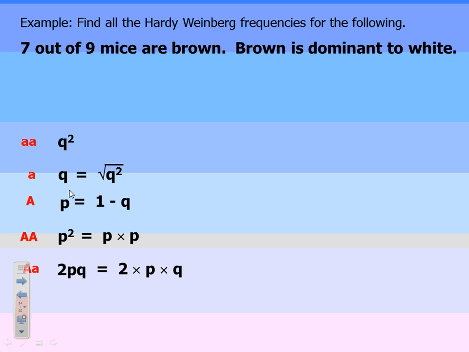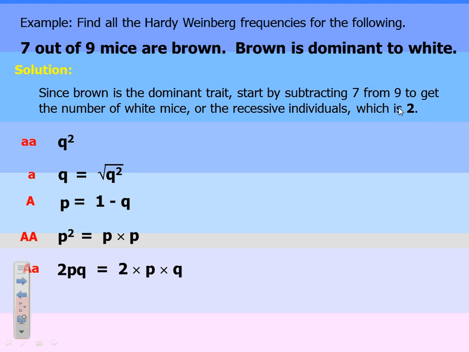Let's try an example. 7 out of 9 mice are brown. Brown is dominant to white. Let's solve for all of the factors here. So let's start by saying that 7 out of 9 are brown. That's the dominant trait. We want to see if we can start with recessive. So we're going to start with 2 out of 9 must have the recessive trait if 7 out of 9 are dominant. So that's our Q squared, 2 out of 9. When we divide 2 by 9, we get 0.2 repeating.